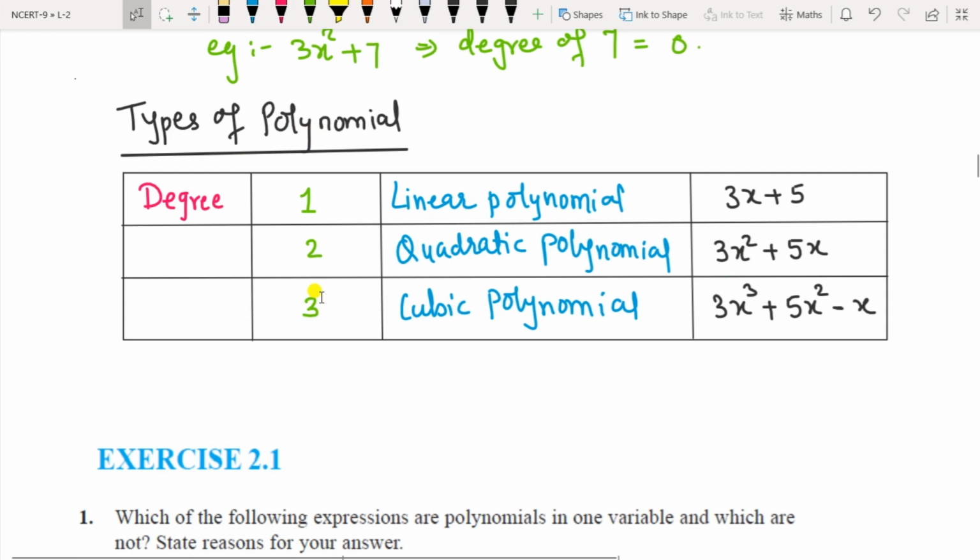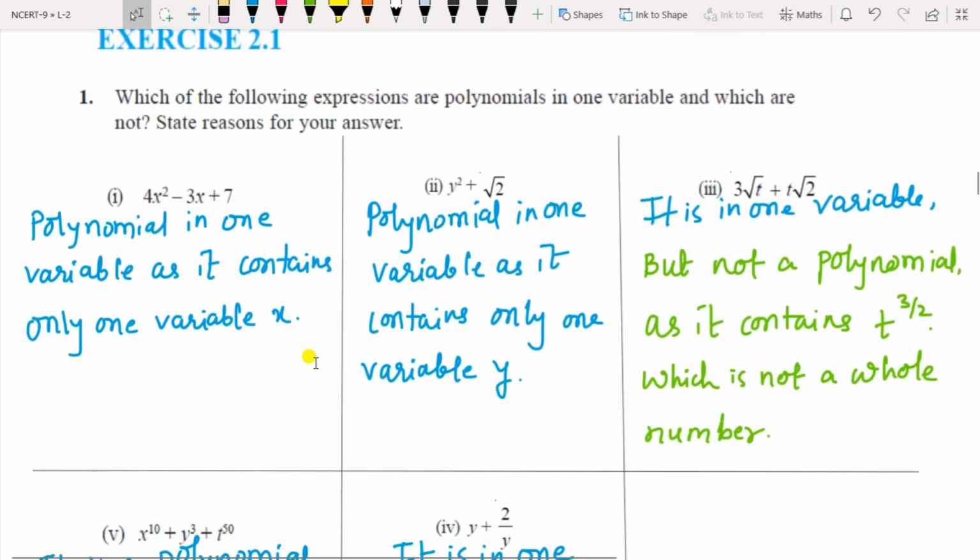Let us start with exercise 2.1. First question here is, which of the following expressions are polynomials in one variable and which are not? State the reasons for your answers. So these are the polynomials. See, it is in one variable. No other variable has been used. Only x has been used here. Nothing like y or z has been used. So this is a polynomial in one variable because it contains only one variable x. Here also only y is the variable, so it is also a polynomial in one variable.